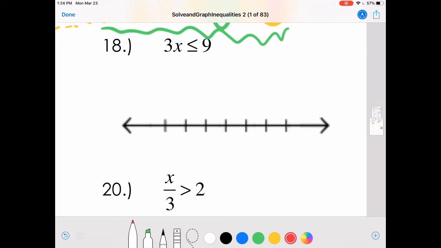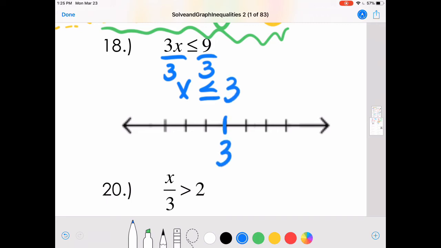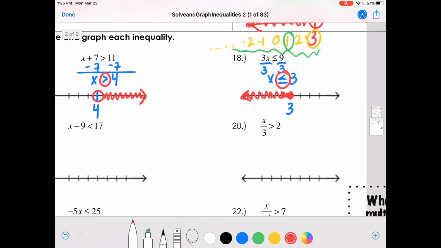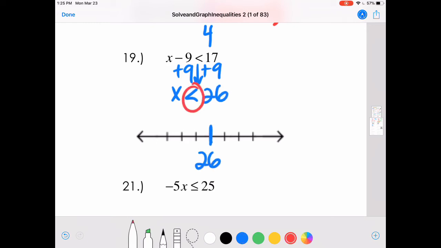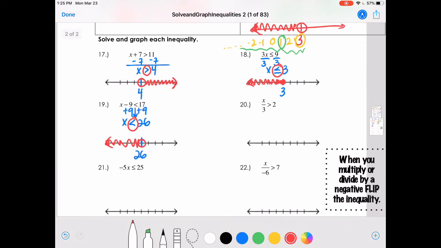Number 18, 3x is less than or equal to 9. For that one, I divided by 3 on both sides. Said x is less than or equal to 3. Put a 3 in the middle. This time it's a filled in circle shaded to the left. X is less than or equal to 3. Number 19, you want to add 9 to both sides. You get x is less than 26. Put the 26 in the middle and then go ahead and shade to the left with an open circle.